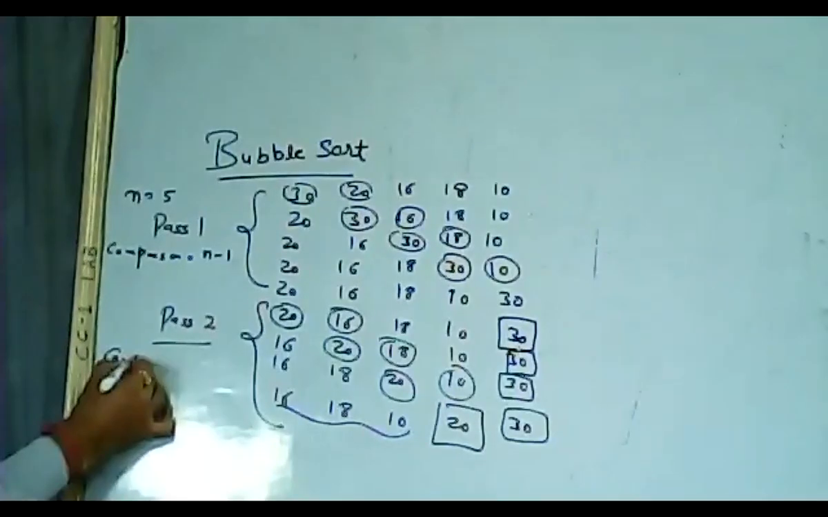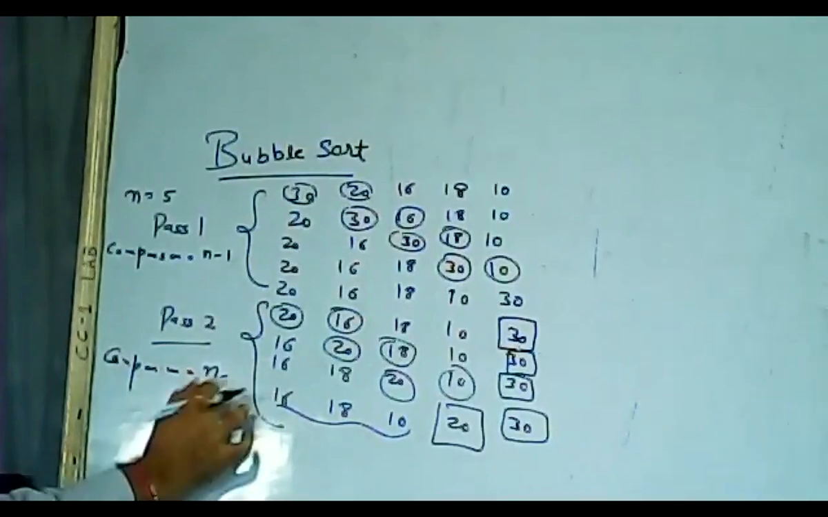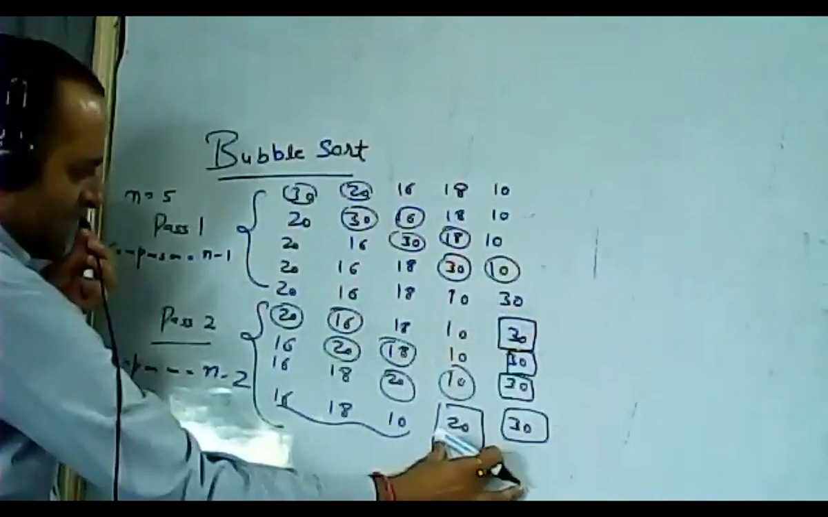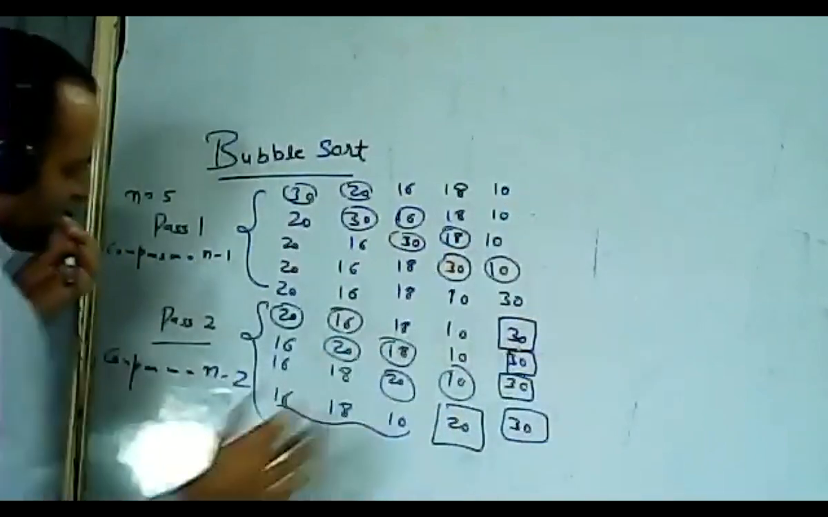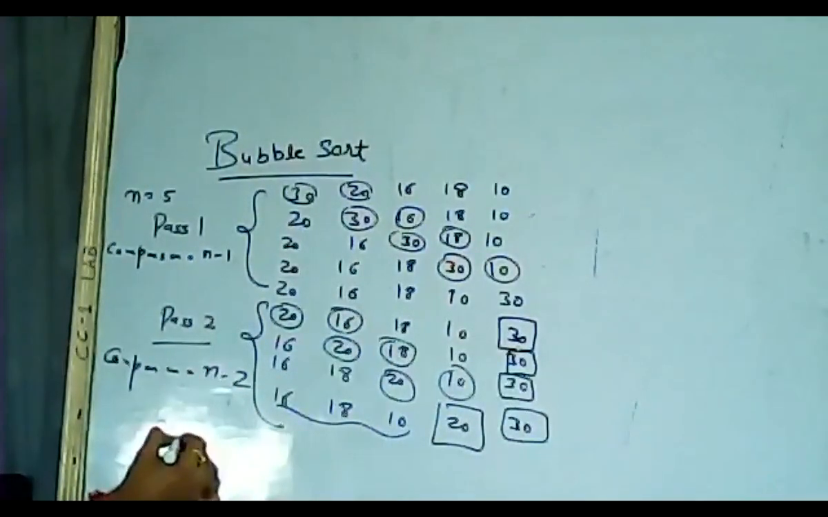So in pass 2, how many comparisons happened? n minus 2. Because see, this one was already compared the first time, and this one will not be compared further. So there will be 2 less elements in the comparison, n minus 2. So in pass 3, how many will there be? n minus 3, and so on.